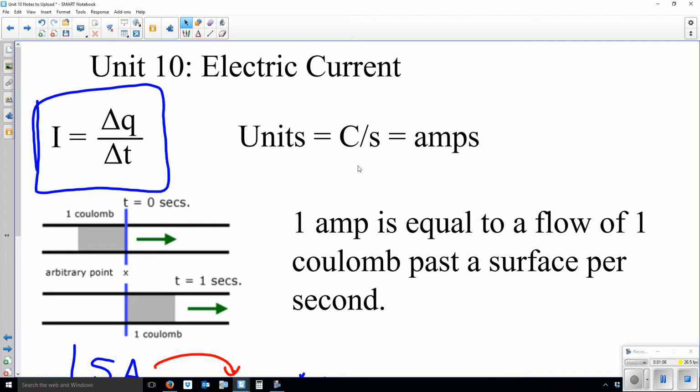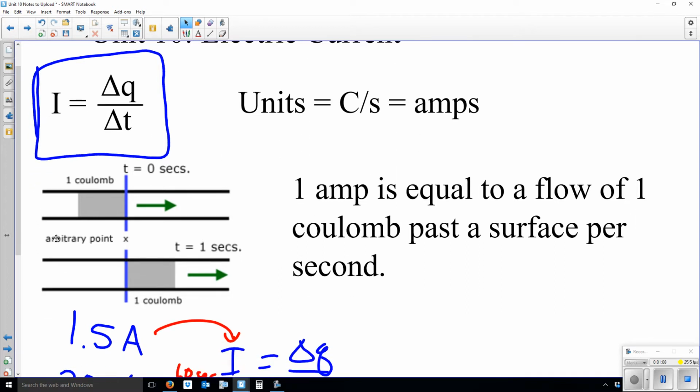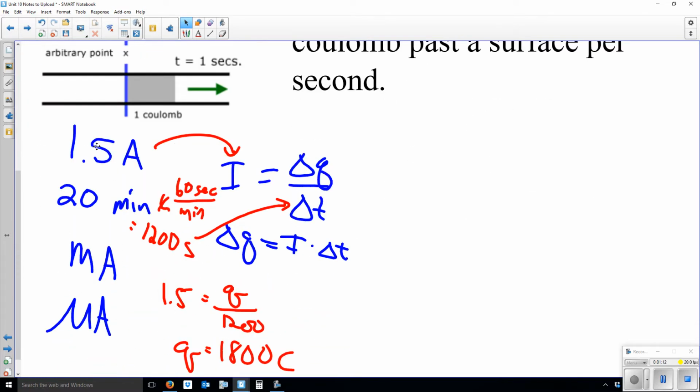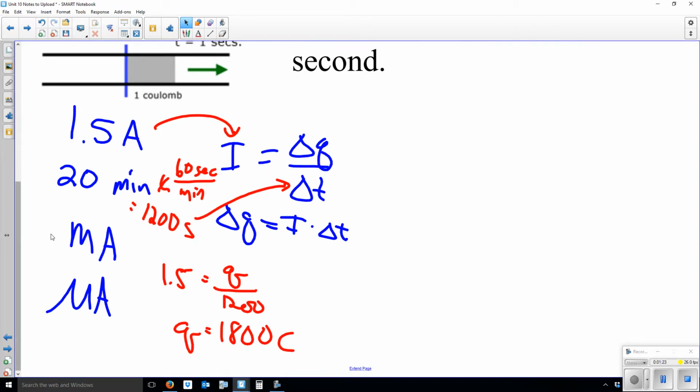Again, coulombs per second, that gets us an amp. And it moves 1 coulomb past a point every single second. So if I said that something drew a current of 1.5 amps over 20 minutes, make sure that you convert those minutes into seconds, plug them in, and be able to solve there. Be aware that if you have milli or micro amps, 10 to the negative third or 10 to the negative sixth, you've got to convert those into regular amps whenever you do any of these equations. They've got to be like that.